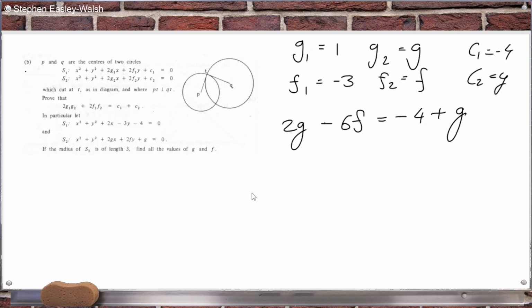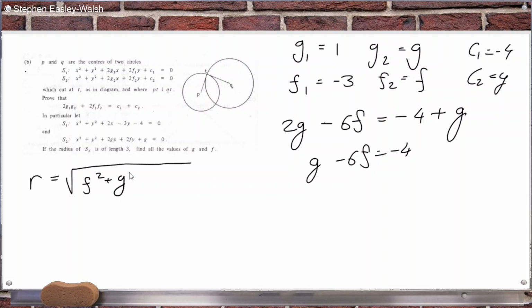So that gives us one relationship of G and F. So I can say G minus 6F equals minus 4. Also, we know the radius is 3, so the radius is the square root of f squared plus g squared minus c, which is minus g. If I square that, I get f squared plus g squared minus g equals 3 squared, which is 9. So I've got two equations for f and g, so it should be solvable now.